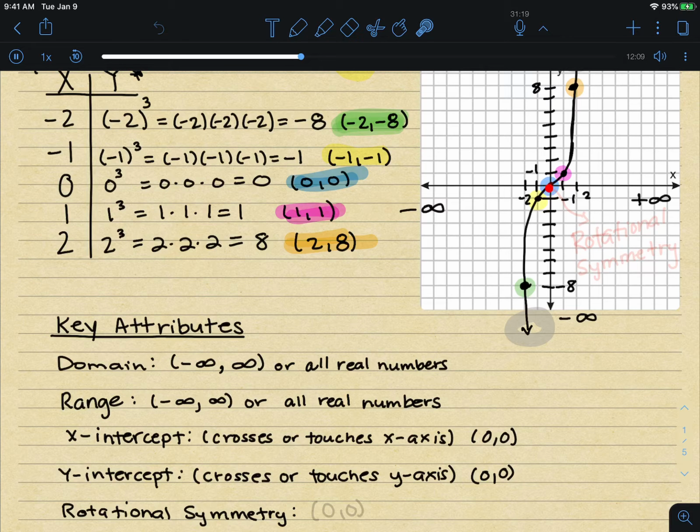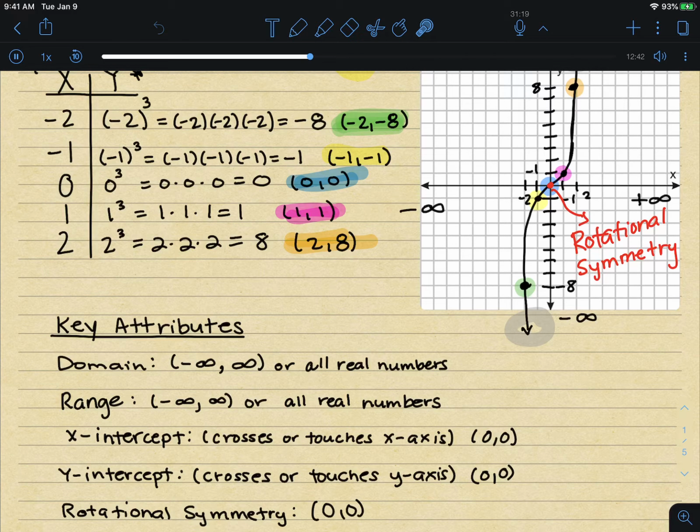Okay, now the point at which you can rotate it to make it look the same in this situation is also going to be our origin, right? So this point right here, okay, is going to be our rotational symmetry. Which, again, for this situation, since there are no transformations, happens to be at the origin 0, 0. Is it always going to be at the origin? No, it just happens that in this parent function, it is.